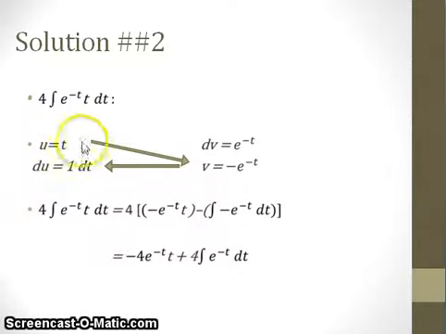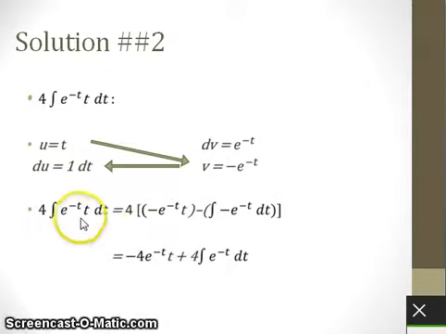And here our u will become t. We differentiated, we found du equals 1 with respect to t, and dv equals e to the power of minus t. We integrated, we found that v equals negative e to the power of negative t. So here we integrated by using the same formula. We use that u, which is t, times the integration of e to the power of negative t, which will become negative e to the power of negative t, minus the integration of the v value again with respect to t.